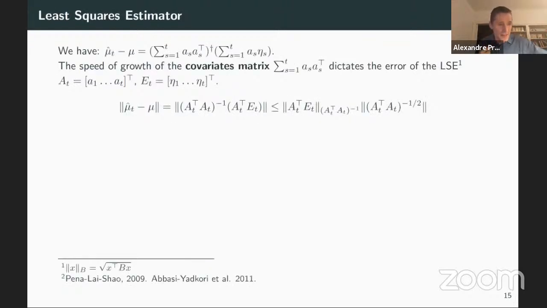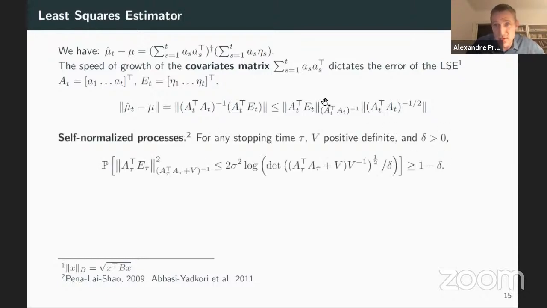So in the introduction, I told you that we have a random matrix that we want to analyze. The random matrix here that is of interest is the covariate matrix, which is this one here. And the speed of growth of this matrix dictates the error of the least square estimators. Because actually we can have an explicit expression for the difference between the least square estimator and the true parameter. This is this one. And so when you look at the norm of this error, you can decompose it in two terms, including one where you have the square root of the covariate matrix.